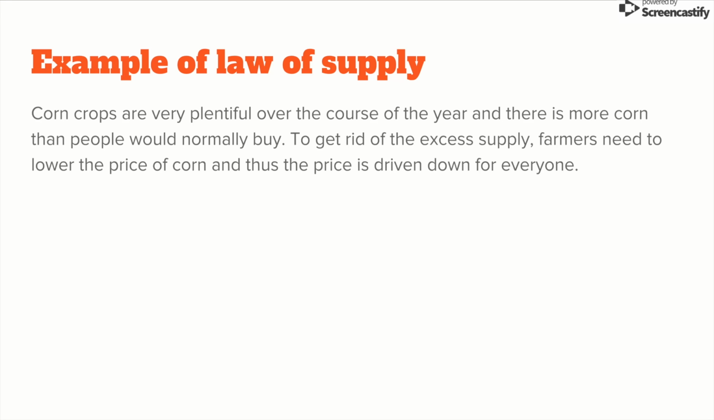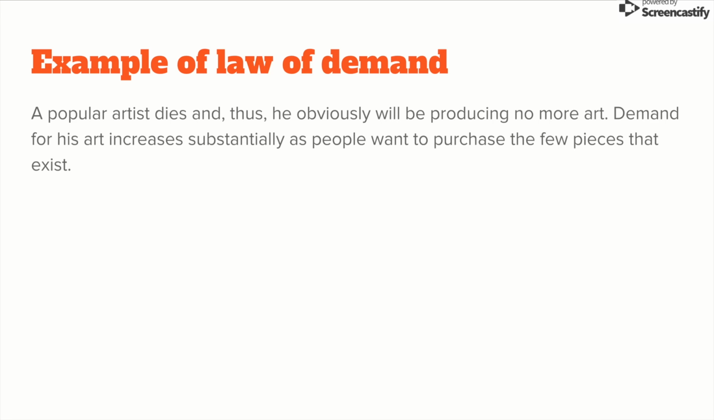To get rid of the excess supply, farmers need to lower the price of corn, and thus the price is driven down for everyone. Here we have a high amount of supply, and in order to get rid of the excess supply, the farmers will drop the prices. So this correlates with the law of supply.